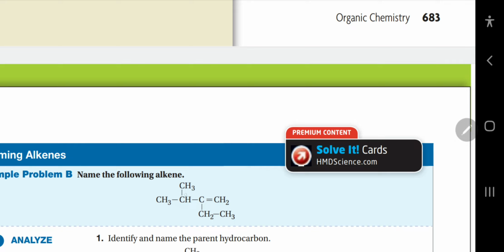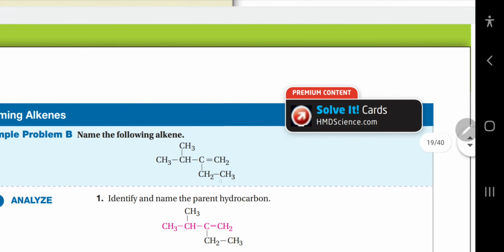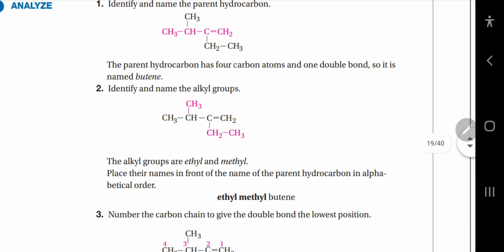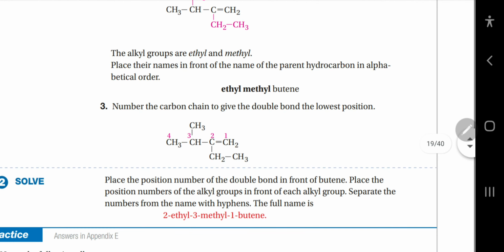So the compound will be 3-methyl or 2-ethyl. What do you think? What should we start with, the methyl or the ethyl? Remember when we said in our previous lesson that we have to take the alphabetical order. So we'll start with 2-ethyl, 3-methyl, butene, and this will be the name of the compound. 2-ethyl-3-methyl-1-butene.